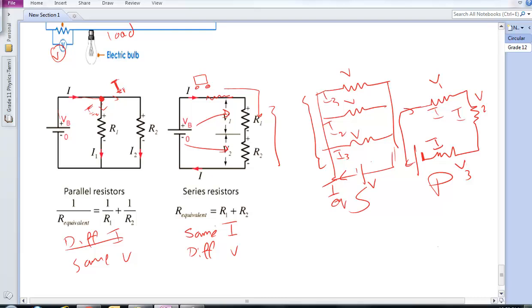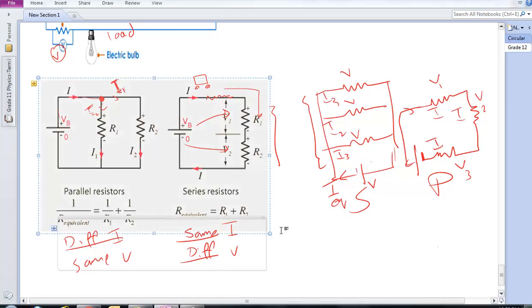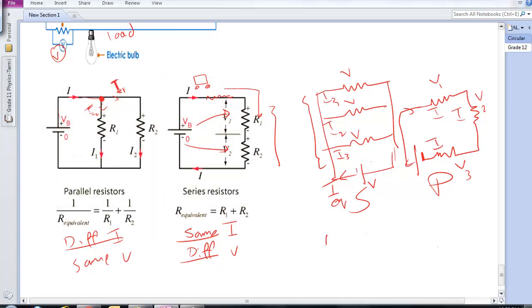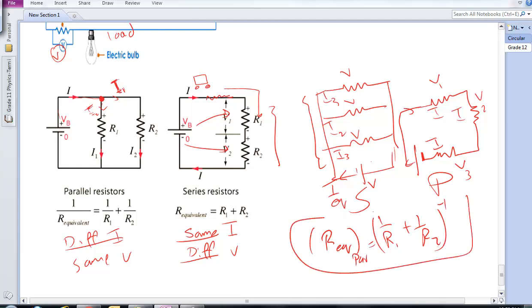In order to do these calculations, you need to use the formula for each one. For a series circuit, you just add the resistors R1 plus R2, and you get the total resistance, or the equivalent resistance. For the parallel circuit, you will use another formula. I don't like the formula which is written here, but I will give you an easier formula for R equivalent. R equivalent for the parallel circuit is equal to 1 over R1 plus 1 over R2, reciprocal. This is how you can get the total R of a parallel circuit.